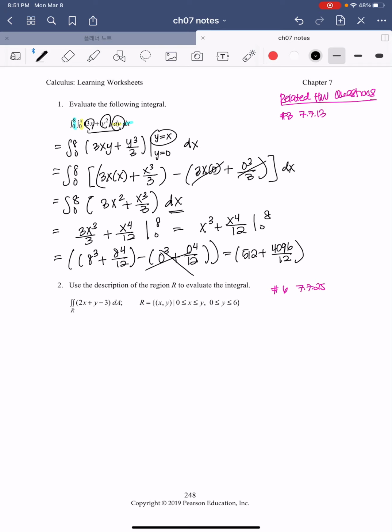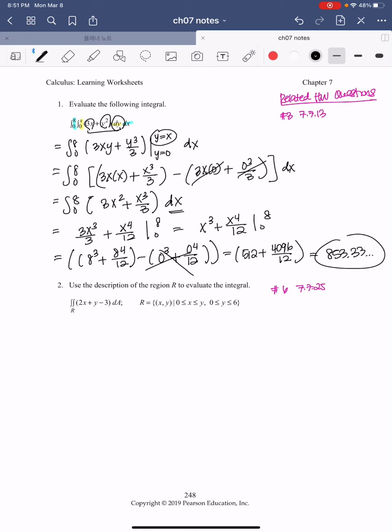So I'm getting a decimal number. So 512 plus 4096 divided by 12, I'm getting the final answer as 853.3 repeated. Okay? So not so much different in a sense, but we are evaluating a whole function instead of a number. Okay? So let's try a couple more examples together.